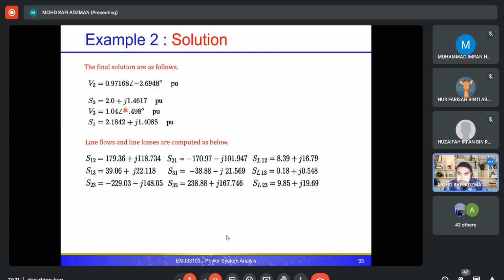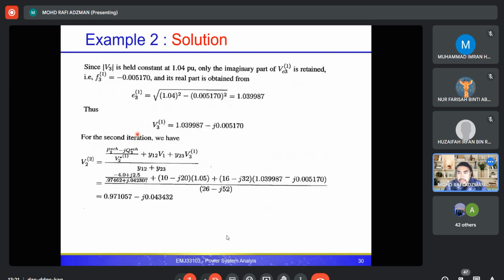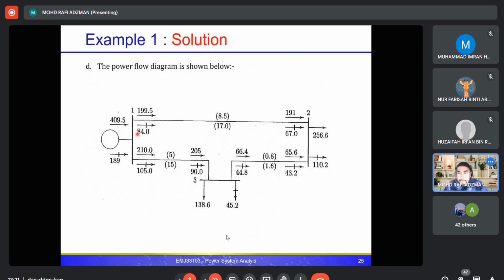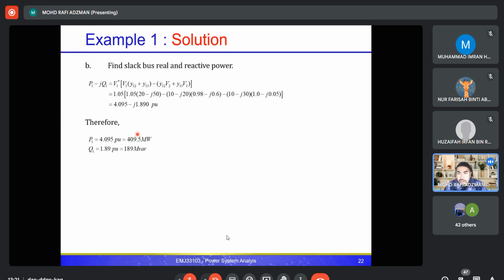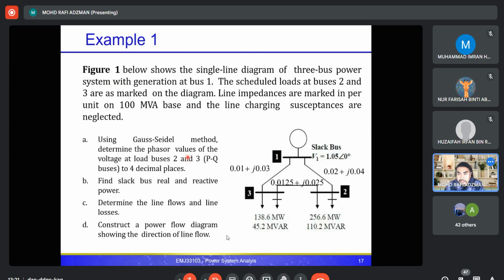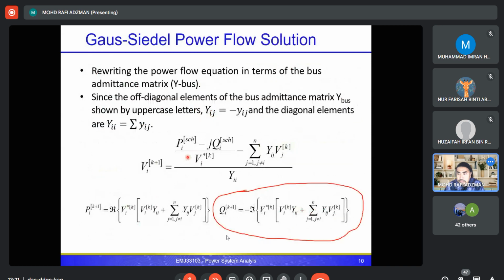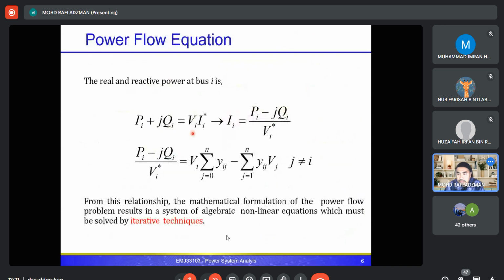Okay, and S1, which is the apparent power at bus number 1, equal to P1 plus JQ1. How do we get this value? So we use this equation to find P1 and Q1, or S1. So these equations come from these equations. Okay, Pi minus JQi.